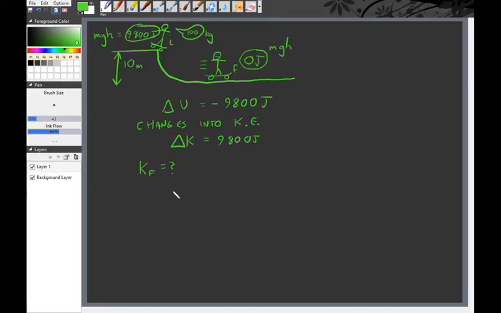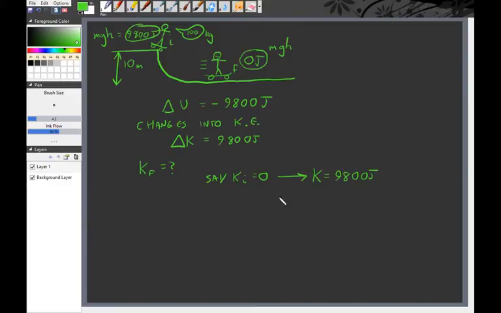Well, we can do it pretty simply. We just add this 9800 joules to whatever you start out with. So, for example, let's say that his initial kinetic energy was 0. Let's say at the top of the ramp he's hesitating, so he's not really moving at all when he first starts on his little trip. Then that just implies that his final kinetic energy down here is going to be 9800 joules.